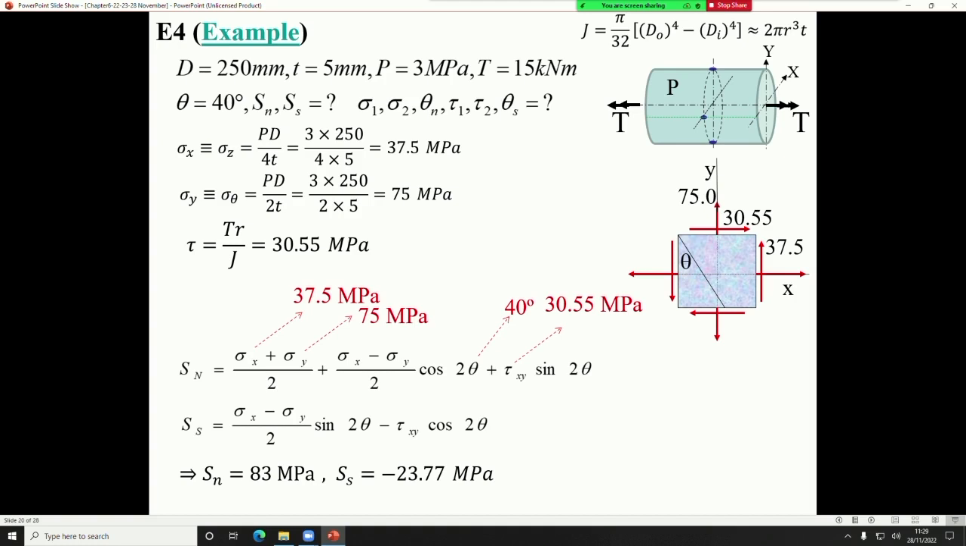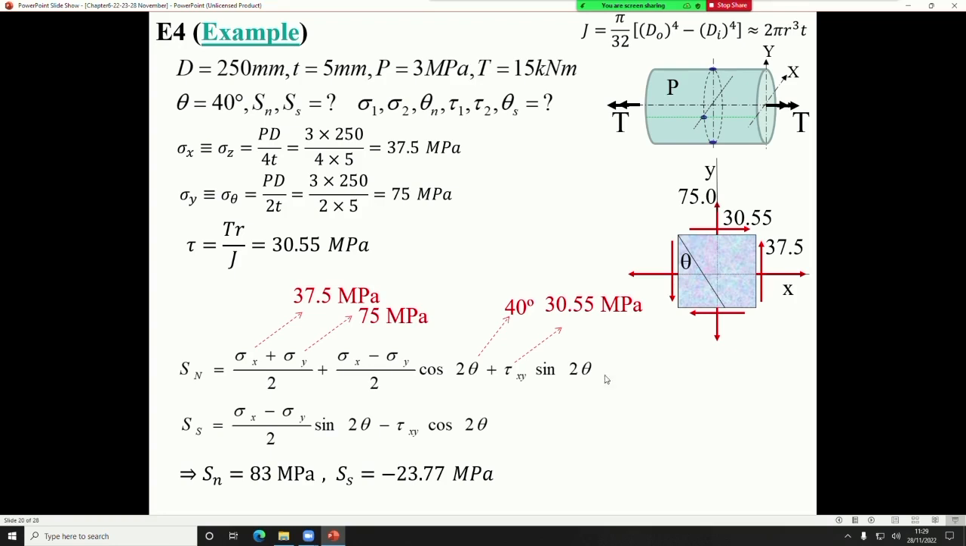For sigma 1, you need to find the tangent of 2 theta n equal to 2 tau xy divided by sigma x minus sigma y to find the direction. I don't understand what it represents. Could you say it louder, please? What does what represent? Sigma 1 and sigma 2 are principal stresses.